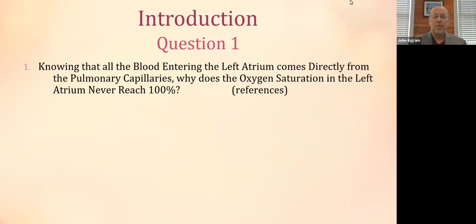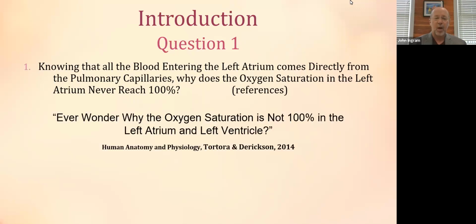So question number 1 that I'm going to pose is, knowing that all the blood entering the left atrium comes directly from the pulmonary capillaries, why does the oxygen saturation in the left atrium never reach 100%? And why am I saying that?